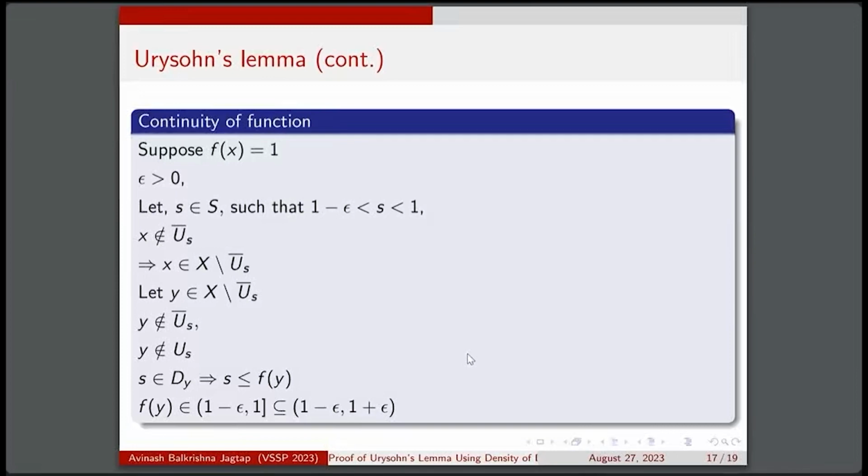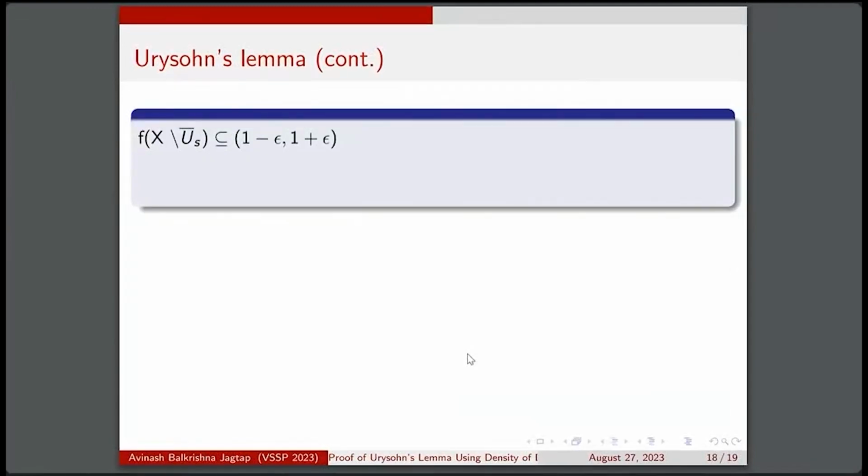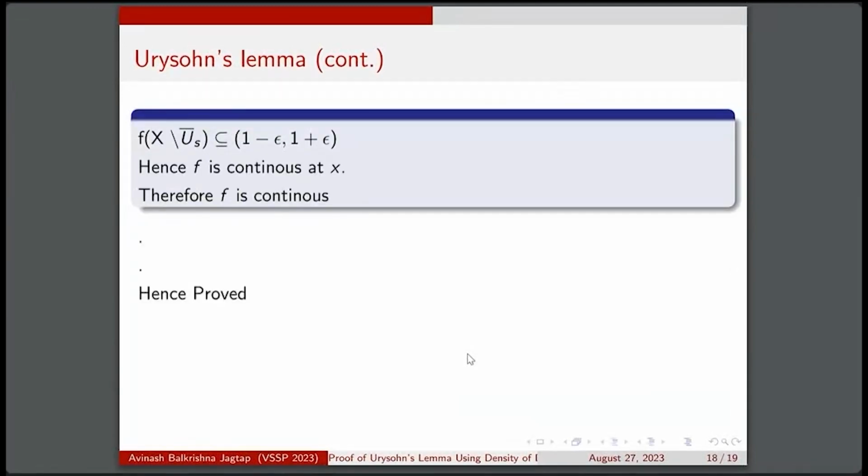So we have got that f(y) is between s and 1, so f(y) is in the epsilon neighborhood of 1. Therefore, on the set complement of closure of U_s, f takes values between f(x) minus epsilon and f(x) plus epsilon. So we have found a neighborhood around x that gives us f is continuous at x. Therefore, the function f is continuous. So I have proved Urysohn's lemma.